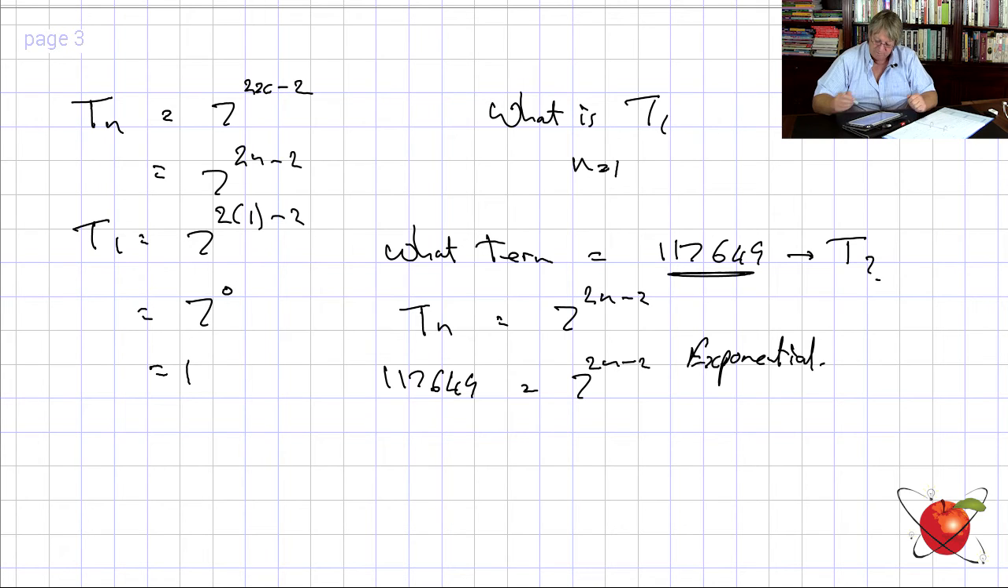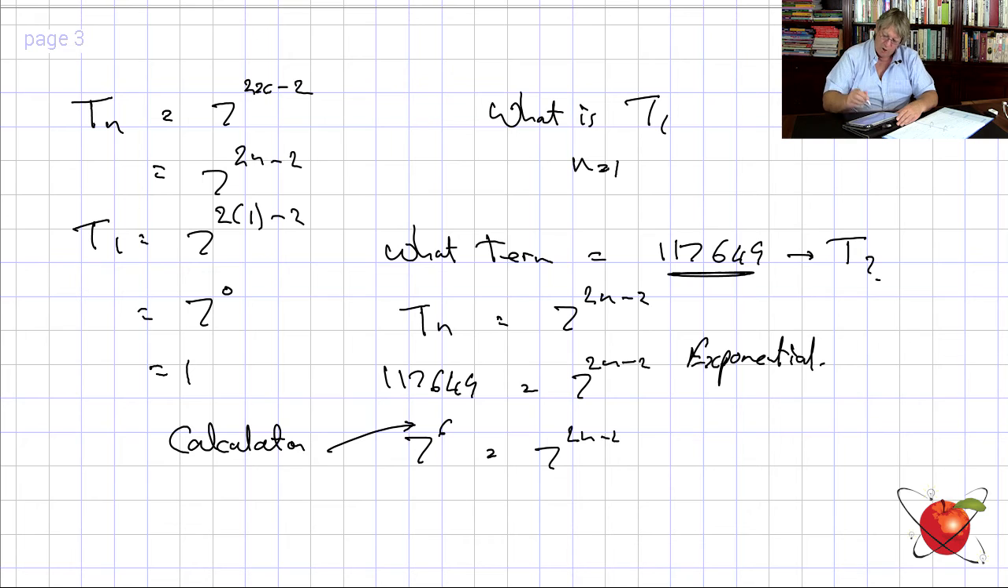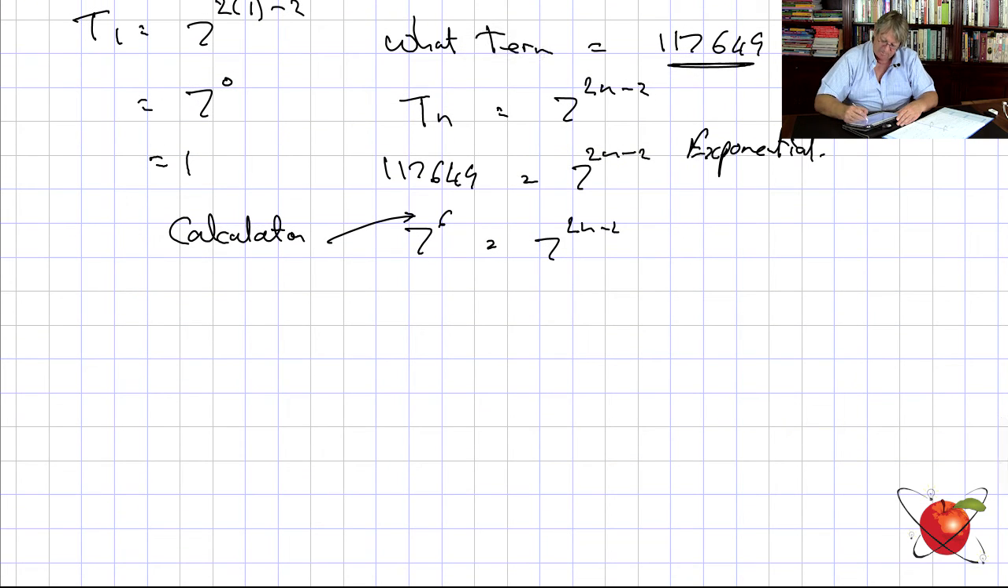So what do we do now? How do we do it? We get the bases the same. 7 to the power of something turns out 6. Use a calculator to find 6. So therefore 7 to the power of 2n minus 2 is 6. What do we do now? We drop the base, typical exponential. Therefore 6 is equal to 2n minus 2. Working that out, you get n equals 4.